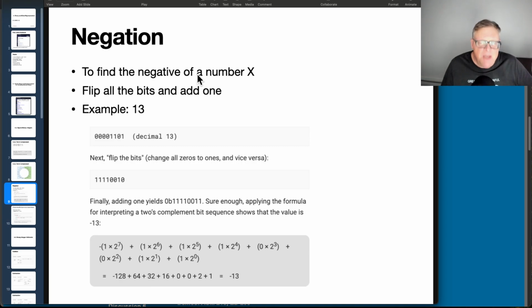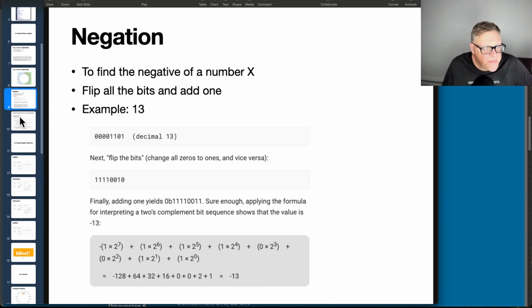If you want to find the negative of a number, you flip all the bits and add 1. So if you have 13 here, and you want to make the negative of it, you flip all the bits, so all the zeros turn into 1s, these two 1s turn into 0s, the 0 1 becomes a 1 0, and then you add 1. If you add that all up, -1 times 2 to the 7 plus 2 to the 6, 2 to the 5, 2 to the 4, and so on, you'll get -13. So that's how the 2's complement works.